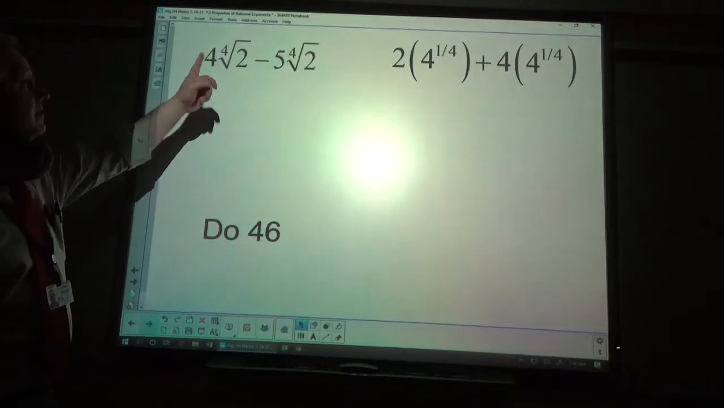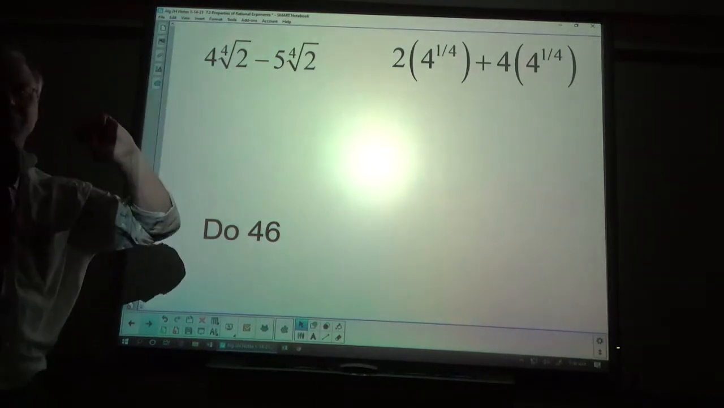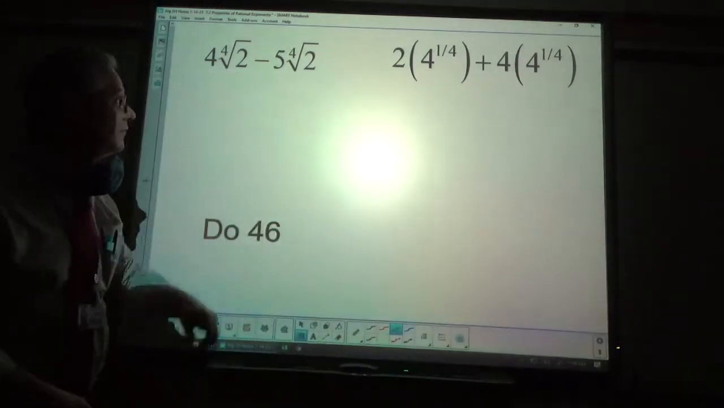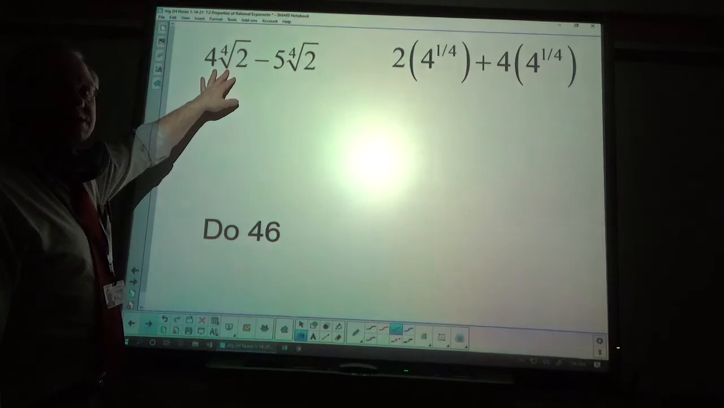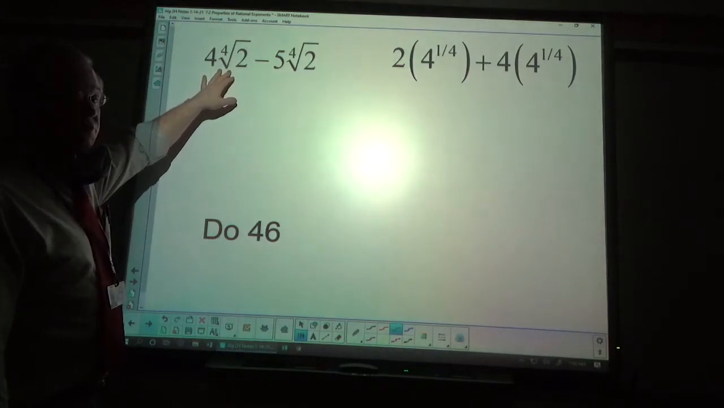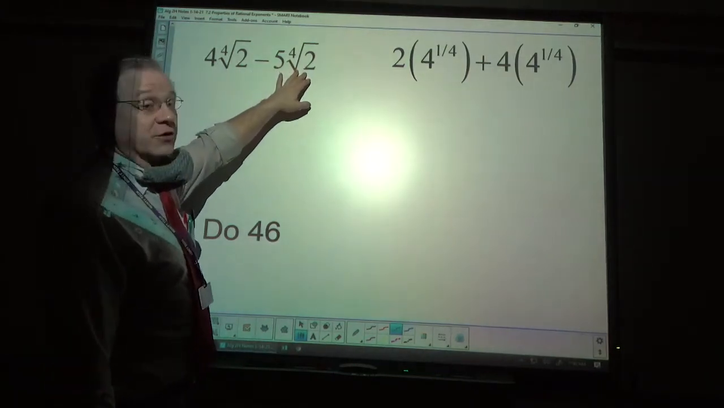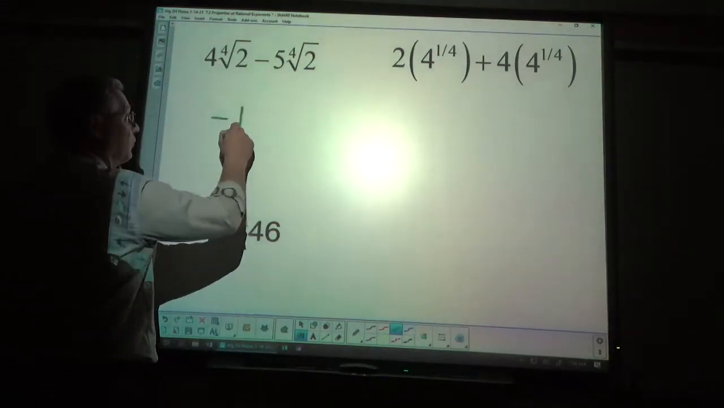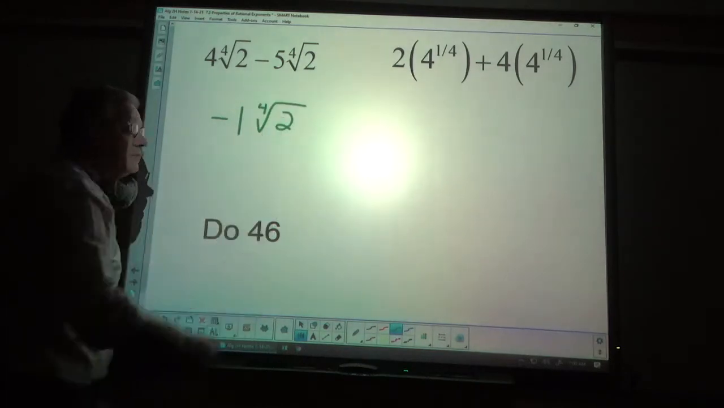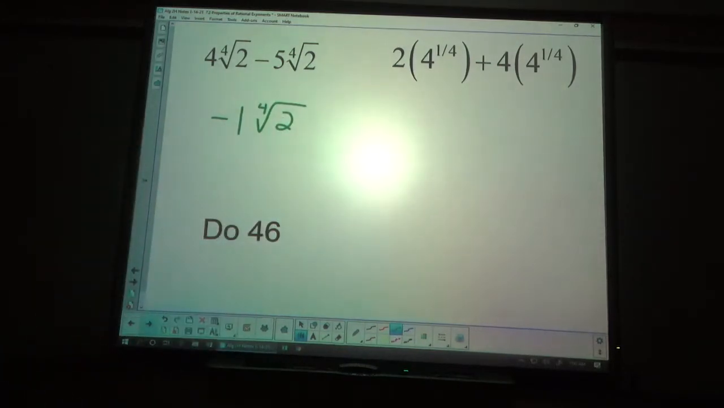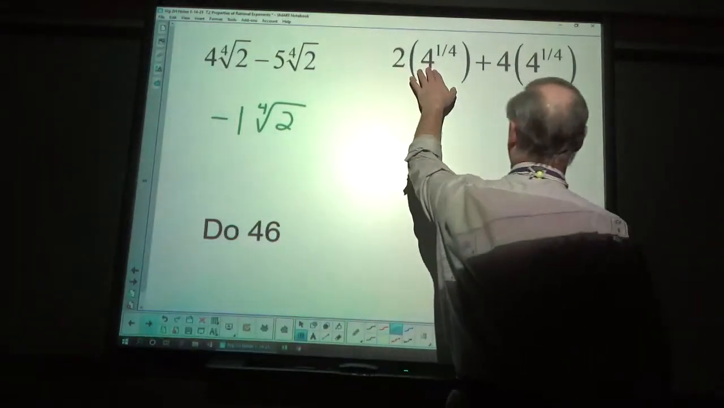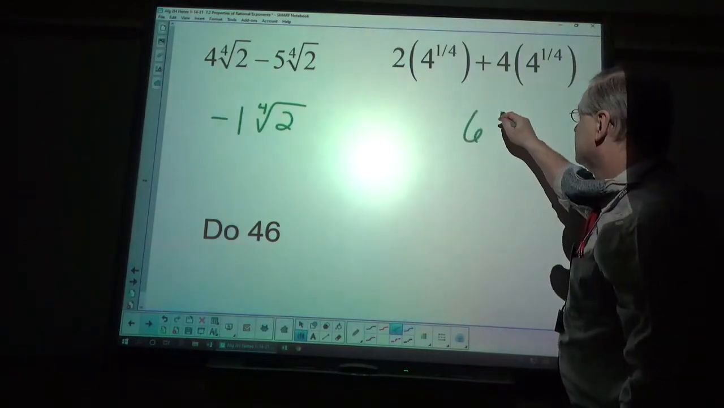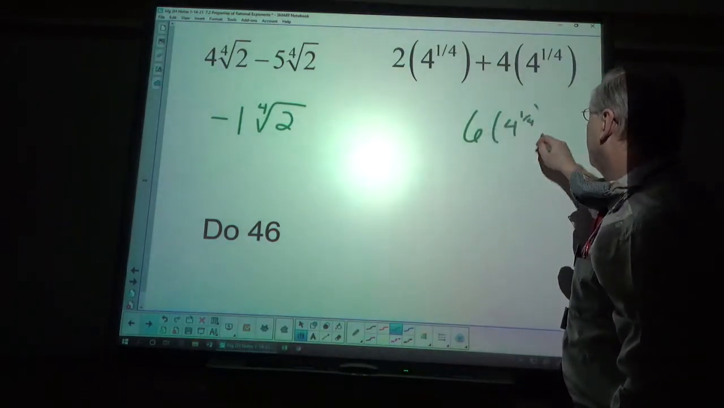Let's take a look at these two here. All right, when people see this, they freak out. No need to freak out here. The way I read this is 4 4th roots of 2 minus 5 4th roots of 2. How many 4th roots of 2 do you end up with? Negative 1, 4th roots of 2. Done. It's that easy. 2 4 to the 1/4 plus 4 4 to the 1/4 would be 6 4 to the 1/4 powers.